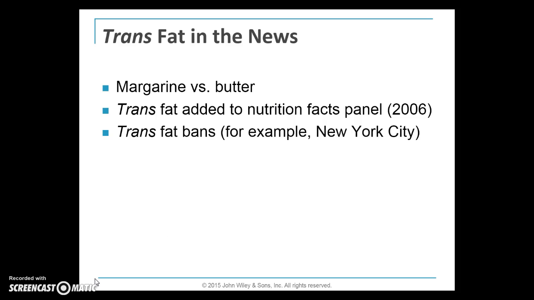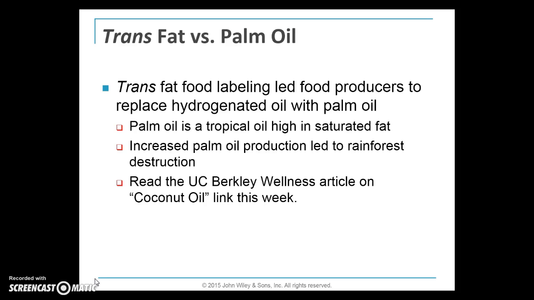Trans fats are in the news, margarine versus butter. What about palm oils? I really want you to understand that palm oils, or tropical oils, are still a concern. Once they pulled the trans fat out, they put in tropical oils, and these may not necessarily be helpful as well. So read the link this week about trans fats.